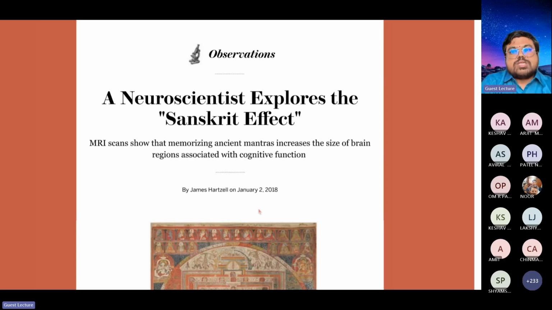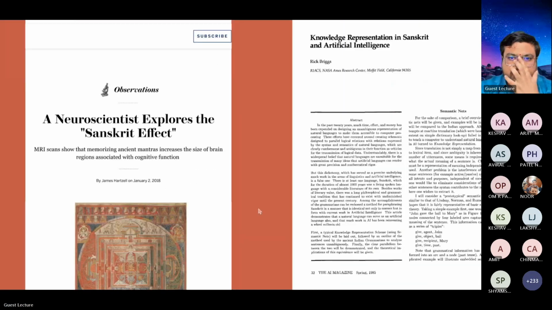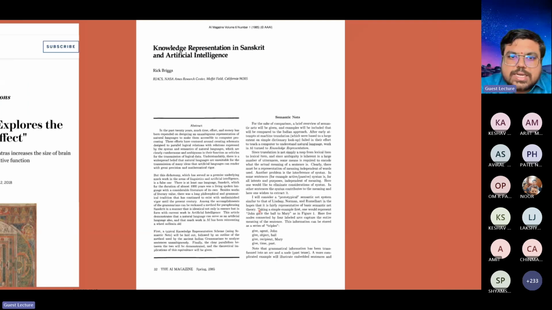And that was the reason for the longevity, I feel. And still, research needs to be done in this area. But this is one aspect we can say Sanskrit has up its sleeve. There is a scientist called Rick Briggs at NASA.